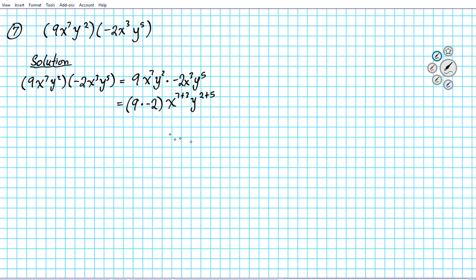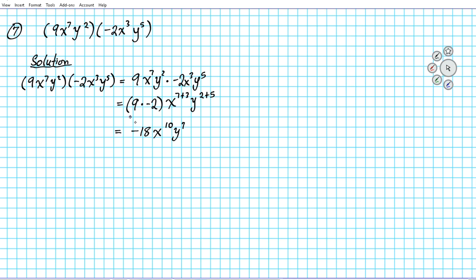Okay? All right, let's simplify. What is 9 times negative 2? That's negative 18. X to the 7 plus 3, that's 10. And then y to the 2 plus 5, and that's 7. The answer to number 7 is negative 18x to the 10 y to the 7th power.